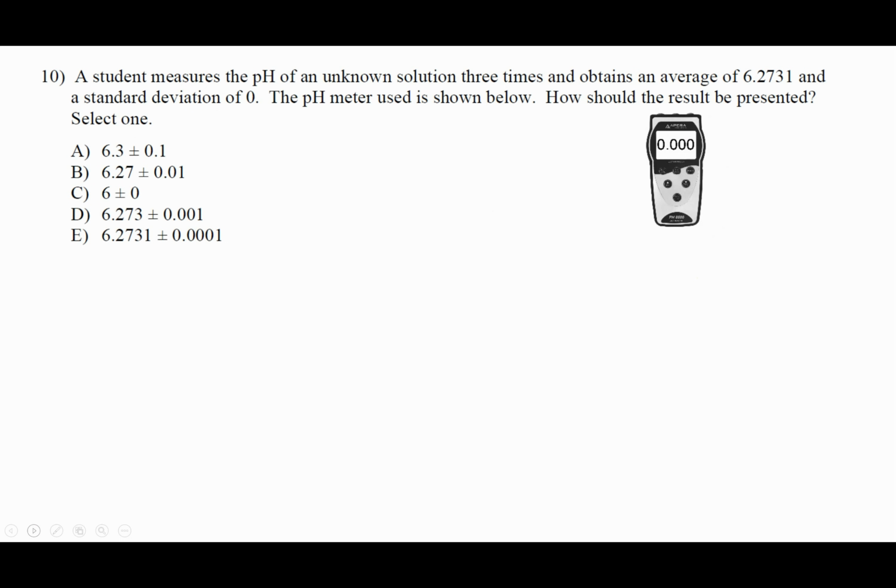A student measures the pH of an unknown solution 3 times and obtains the average of 6.2731 and a standard deviation of 0. The pH meter is shown below. How can you report this result? Well, you can't have a standard deviation of 0, right? So at the worst, you have to report the error of the instrument. So 0.001 plus or minus, now this must match, 6.273. Right.